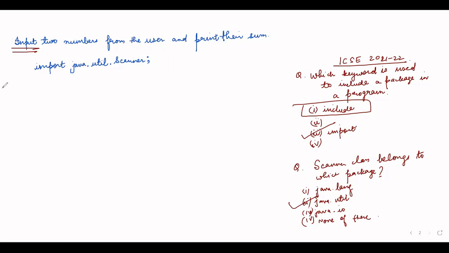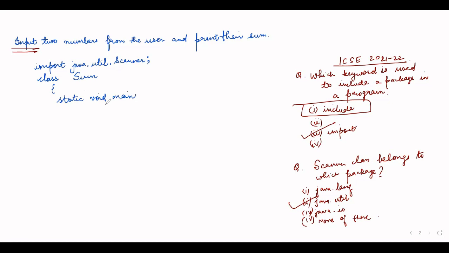So we have imported our util package, which contains the Scanner class. Now I will declare a class in which I will write the program. Let the name of the class be Sum. I will open the brace for the class. Inside this, the first thing that I will do is create a main function. I'll write void main, but this time I will write static void main. I'll show you the difference.